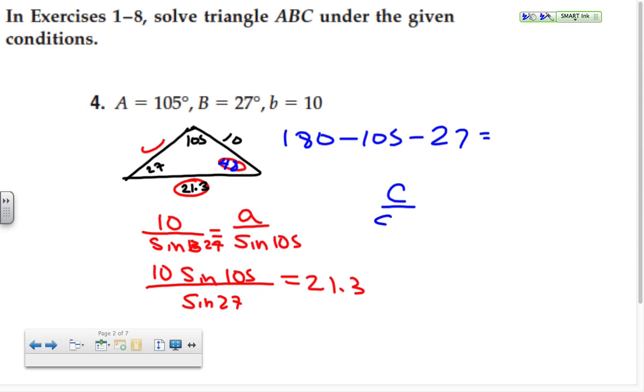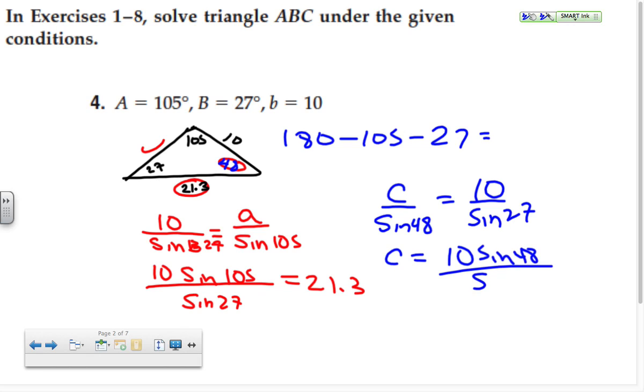So c over sine of 48 equals 10 over the sine of 27. Also, you could use 21.3 over the sine of 105. It will work exactly the same. The answer will be exactly the same, but I just like this one better. So I end up with c equals 10 sine 48 over sine 27. I use my calculator, and I end up with 16.4. So this one right here is 16.4.